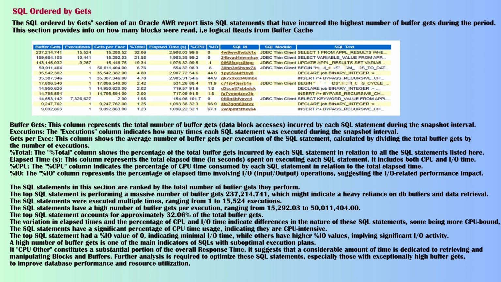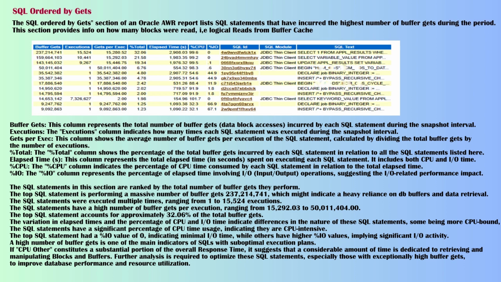The SQL statements in this section are ranked by the total number of buffer gets they perform. The top SQL statement is performing a massive number of buffer gets, 237,214,741, which might indicate a heavy reliance on database buffers and data retrieval. The SQL statements were executed multiple times, ranging from 1 to 15,524 executions. The SQL statements have a high number of buffer gets per execution, ranging from 15,292.03 to 50,011,404.00. The top SQL statement accounts for approximately 32.06% of the total buffer gets.